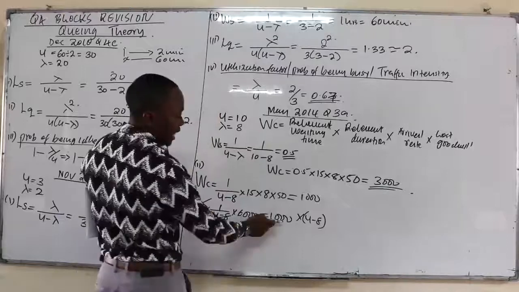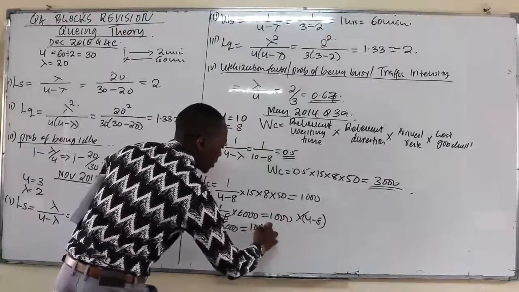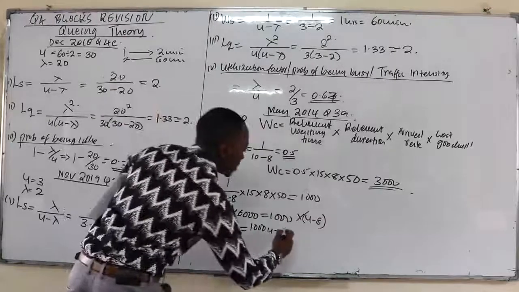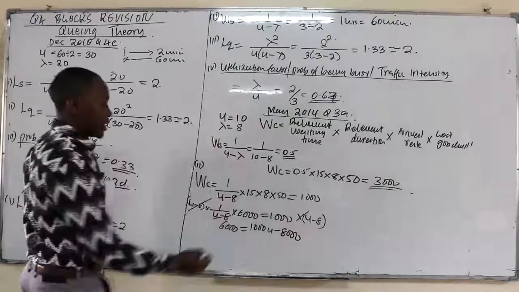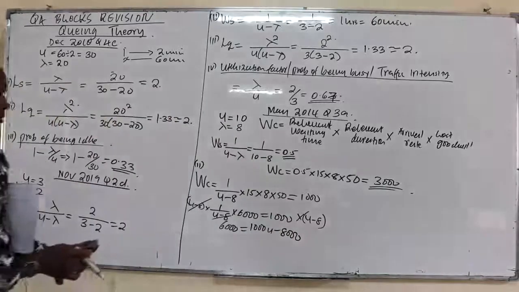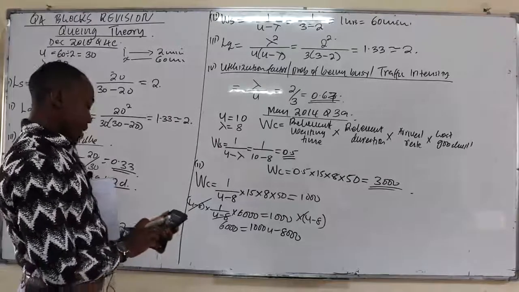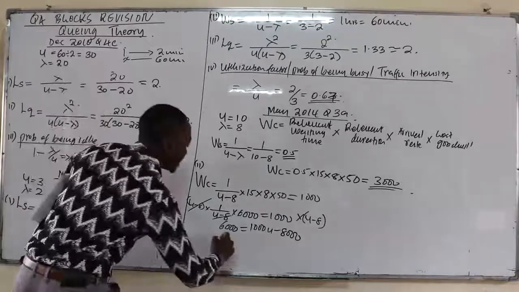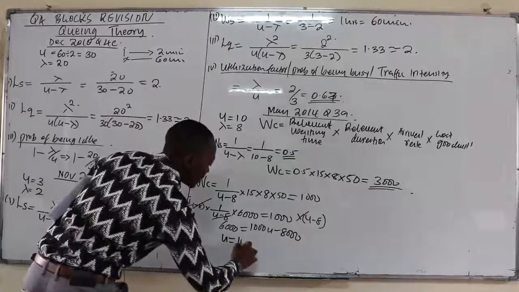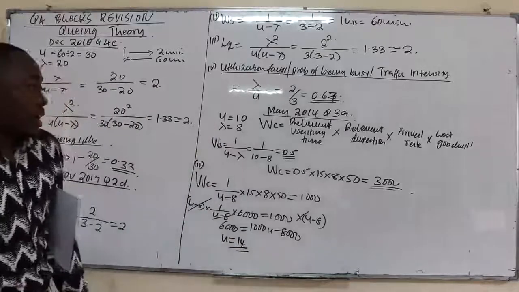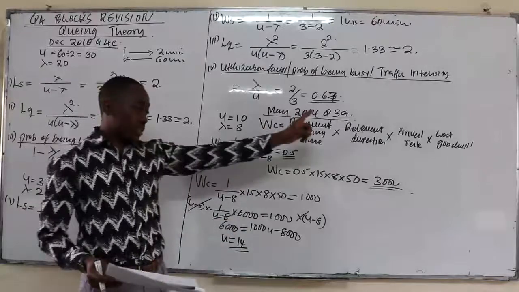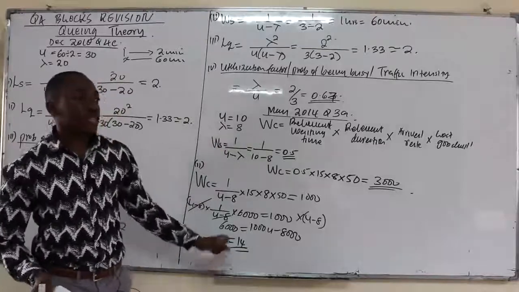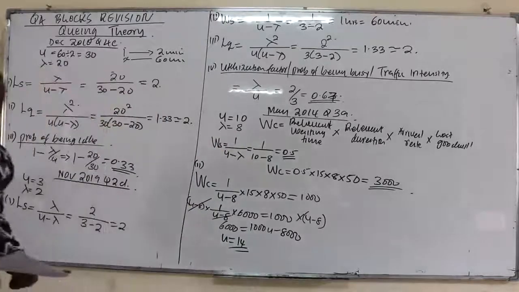let's open the bracket: 1,000 times u gives 1,000u, minus 1,000 times 8, which is 8,000. Take it to the other side, so you'll have 6,000 plus 8,000, you get 14,000. 14,000 divided by 1,000, you'll get 14. So for us to maintain an average waiting cost of 1,000, the service rate will have to increase from 10, and we need to serve 14 clients in 1 hour. Good, so you can take a screenshot of that.